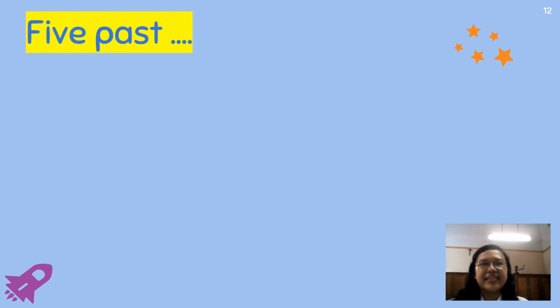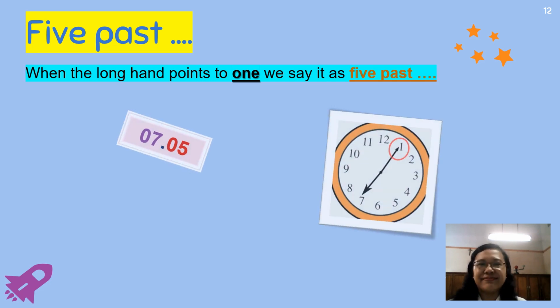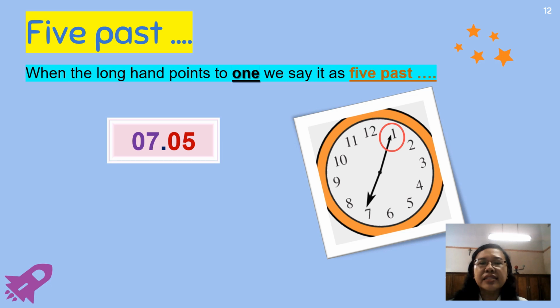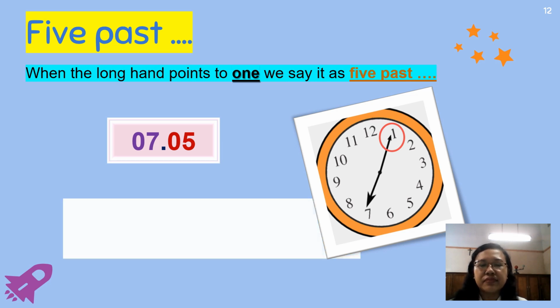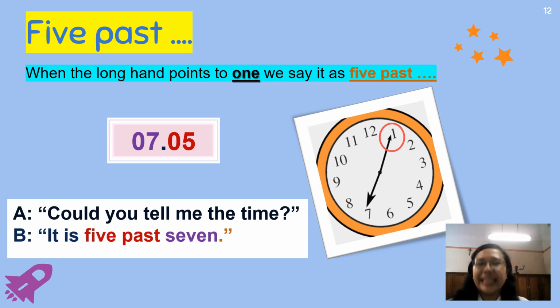Okay, after we discuss half past and quarter past, we are going to learn more about the other long hand positions in the past area. Yes, we discuss 5 past. When the long hand points to 1, we say it as 5 past. We see the examples of the watch here. Could you tell me the time? It is 5 past 7.